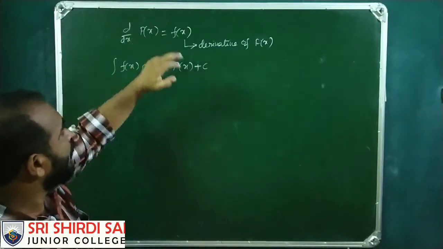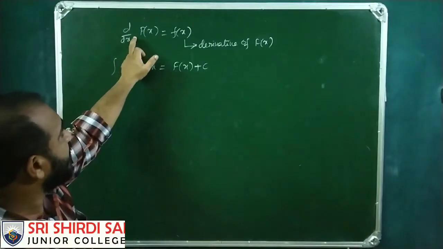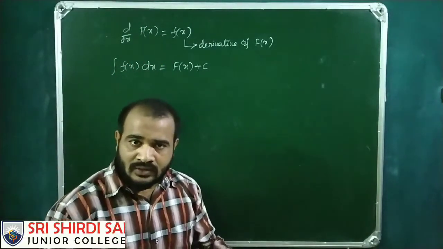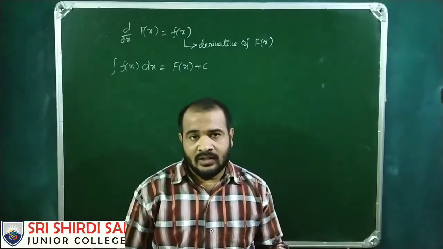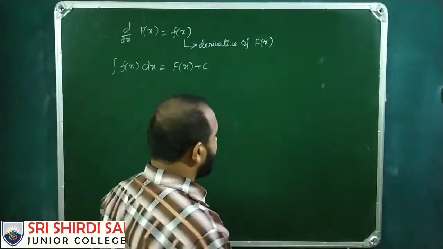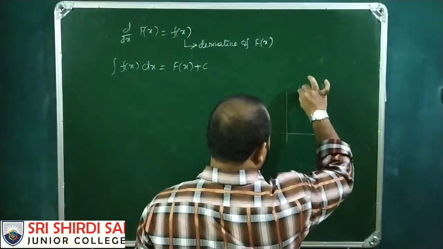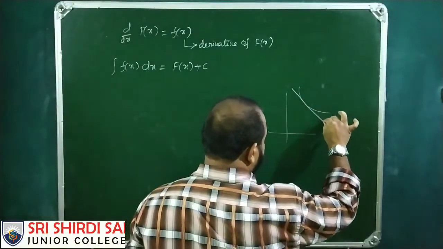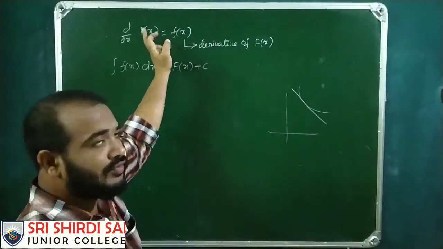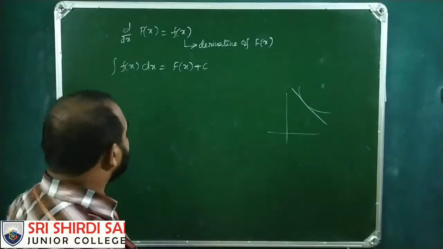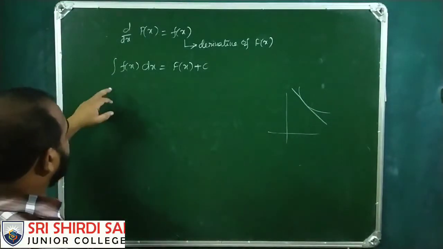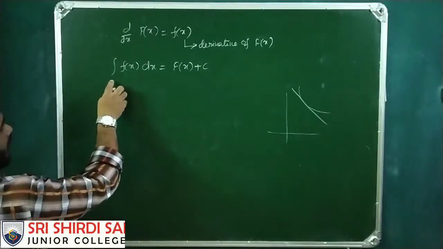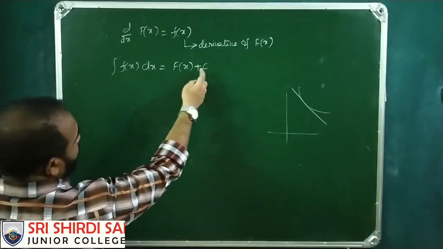We already know that the geometrical interpretation of differentiation is finding the slope of a tangent to the curve. For example, this is the curve, and we are finding the slope of this tangent. This is the geometrical interpretation of differentiation. Likewise, this is the indefinite integral: let the integral of f of x dx equal F of x plus c.